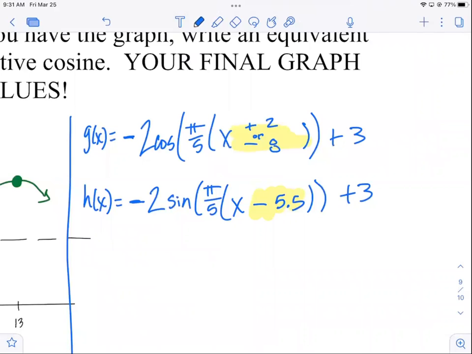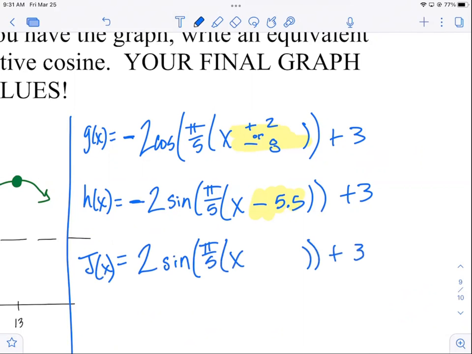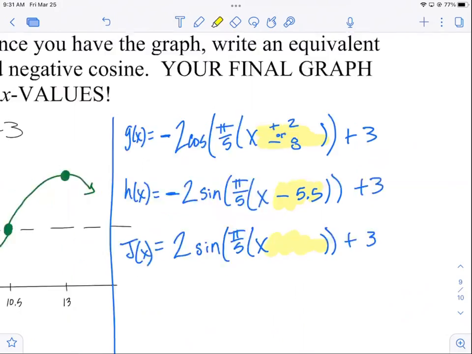And ending on a positive, A, B, C, D, E, F, G, H, I. No, let's do J. J of x is +2 sine, 2π/5, x plus or minus something, plus 3. And now the only thing that's different is the phase shift.